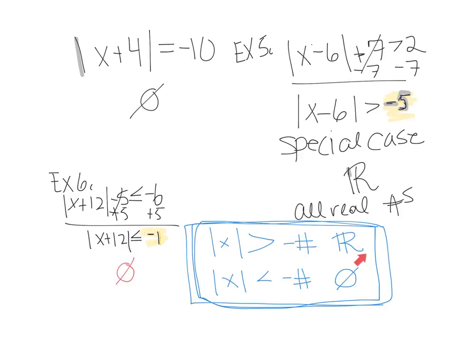So this is just a summary. Anytime you have absolute value greater than a negative, it's all real numbers. Anytime you have absolute value less than a negative, it's no solution. This right here needs to be memorized.